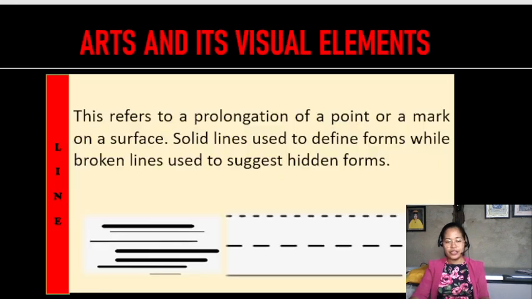Now, we are going to start with the line. Okay, so line refers to a prolongation of a point or a mark on a surface. So, solid lines are used to define forms, while the broken lines are used to suggest hidden forms. Okay, so lines often define the edges of a form, and lines can be horizontal, vertical, diagonal, straight or curved. It can also be thick or thin. Okay, so that is line.